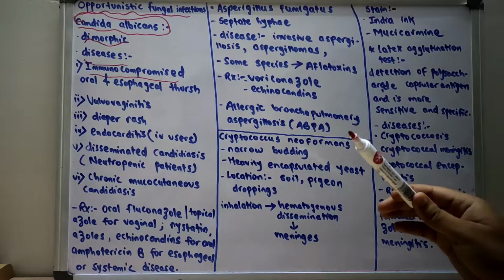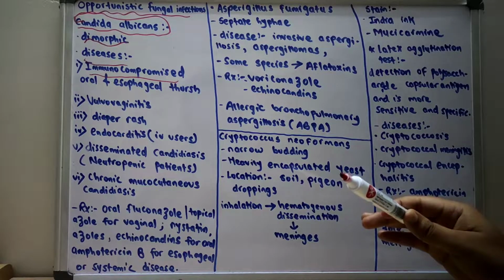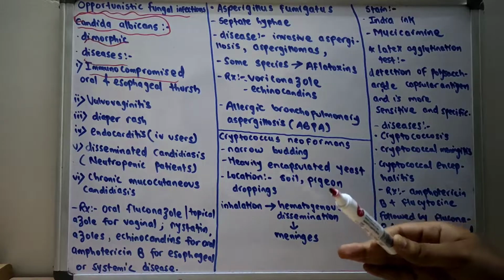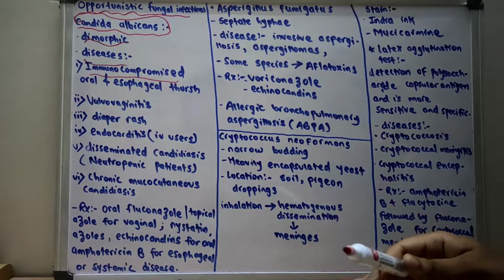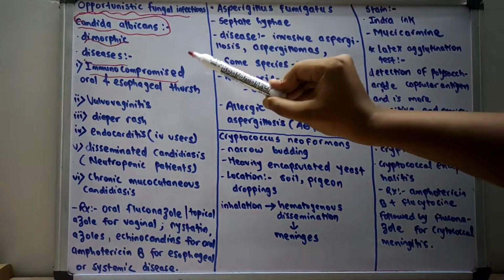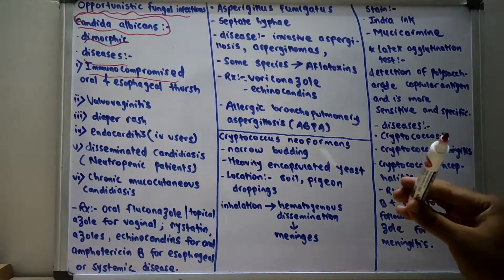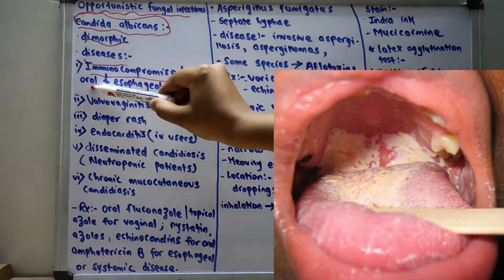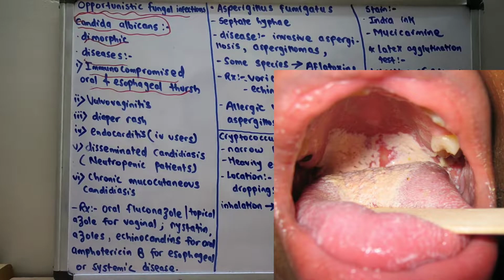The various diseases caused by Candida albicans especially occur in immunocompromised patients, and immunocompromised patients are those who are on steroids, who are diabetic, who are suffering from HIV/AIDS. Also neonates are immunocompromised, so they are prone to Candida albicans infection. We can see oral and esophageal thrush, mainly in patients with HIV/AIDS, who are in a severe immunocompromised state.